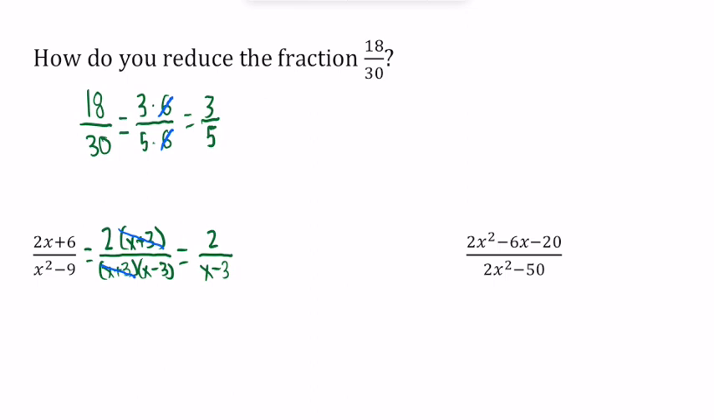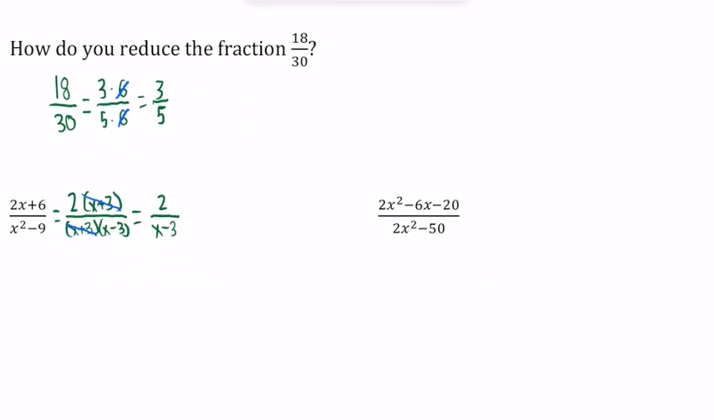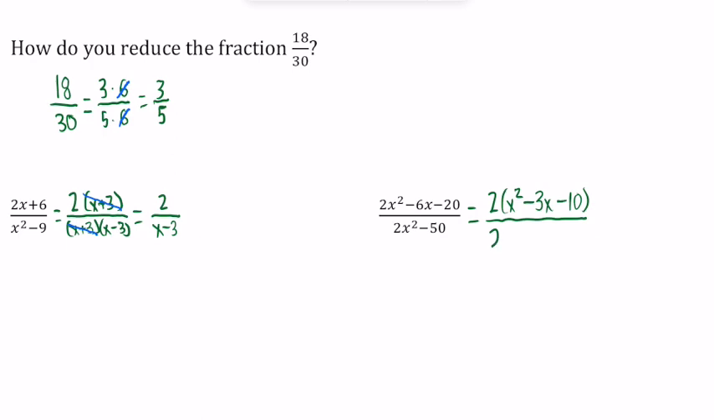If we're trying to simplify our next fraction, we start by factoring. In the numerator, you can factor out a greatest common factor of 2. And we would have 2 times x squared minus 3x minus 10. In the denominator, we could also factor out a greatest common factor of 2. We would have 2 times x squared minus 25.